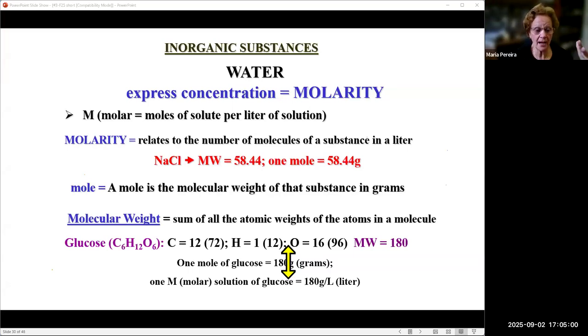So if you have a solution with glucose, you can represent the molarity of that solution that contains glucose. So the molarity would be in moles. So the molarity of glucose would be 180 grams per liter. So the molarity represents the molecular weight in 1 liter. So it's a fancy way of representing the concentration of a solution of a specific molecule depending on its molecular weight.